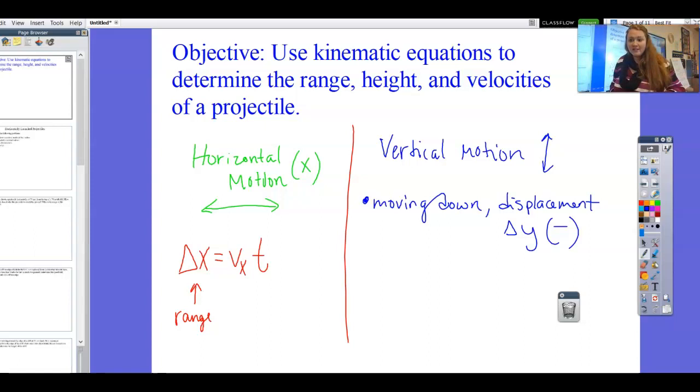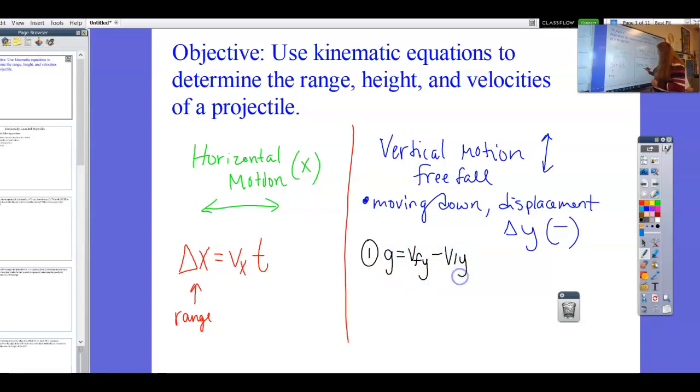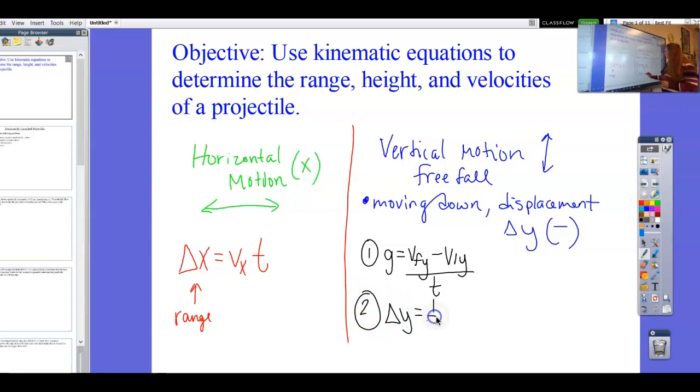Now, there are three equations that we deal with for the vertical motion, because we know it accelerates just like an object in free fall would accelerate. So we're going to use our three acceleration equations. The first equation is g equals our final vertical velocity minus our initial vertical velocity over time. Our second equation deals with delta y. We'll use this one a lot. Our vertical displacement equals 1/2 g t squared plus our initial vertical velocity times time.